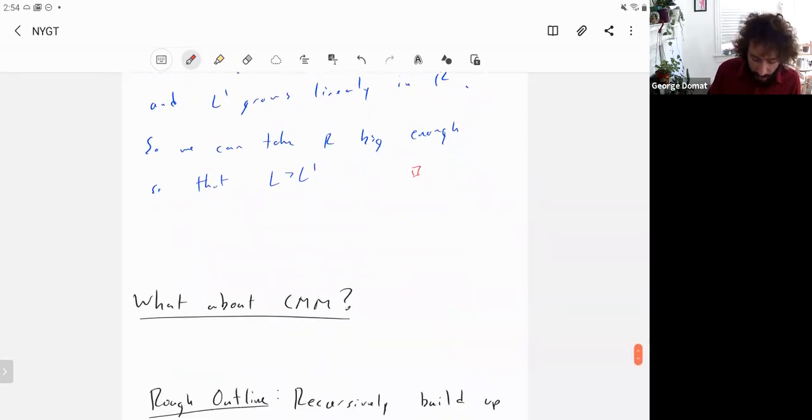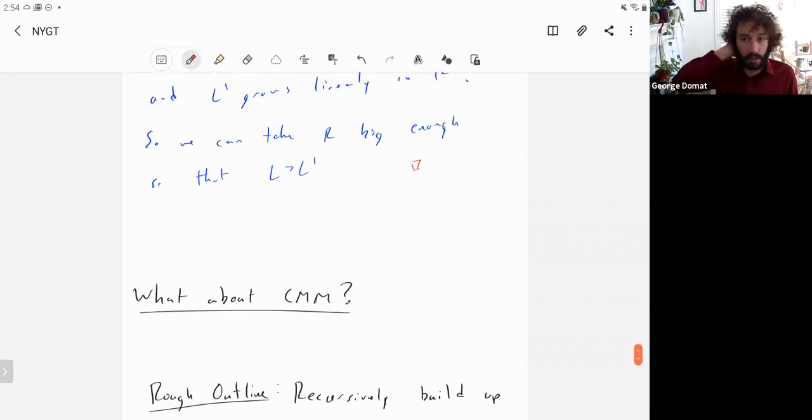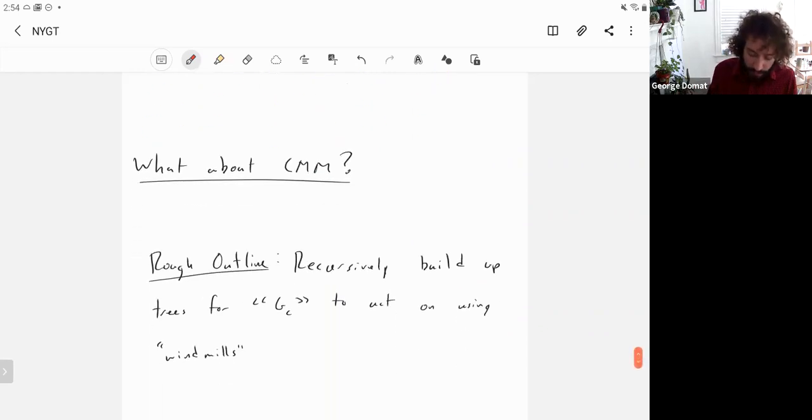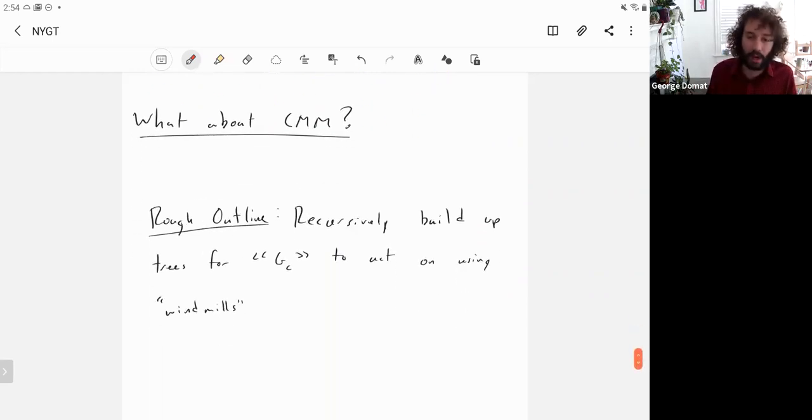So, what about CMM? This is the theorem where you are now only living in a land of actions on projection complexes, and you want to conclude this free product. The rough outline, this is very rough, is you want to recursively build up trees for your normal closure to act on. And how do you do this? You use so-called windmills, which are how all these theorems work. CMM uses the idea of windmills, DGO does. I think they go back to Gromov. I'm not really going to say what they are, but you're just recursively building up a tree inside your space.